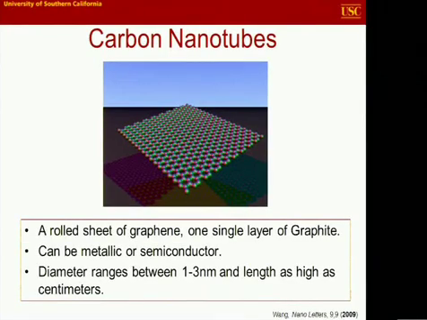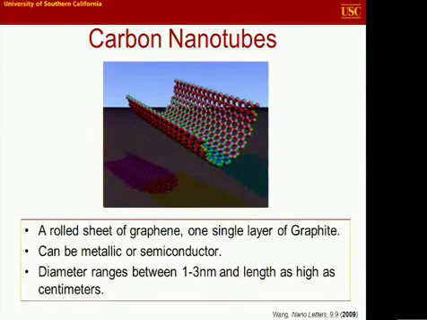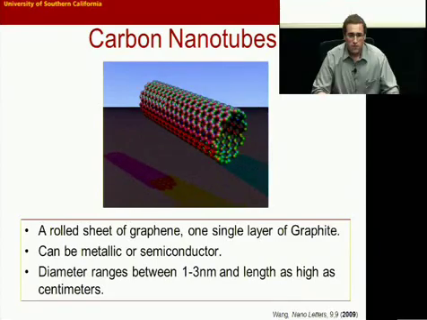So for those who do not know what a carbon nanotube is, a nanotube is basically if you have graphite and you peel off one layer of graphite, you're going to get one single layer of graphene, and if you roll this graphene into a cylindrical shape, you're going to get a carbon nanotube.